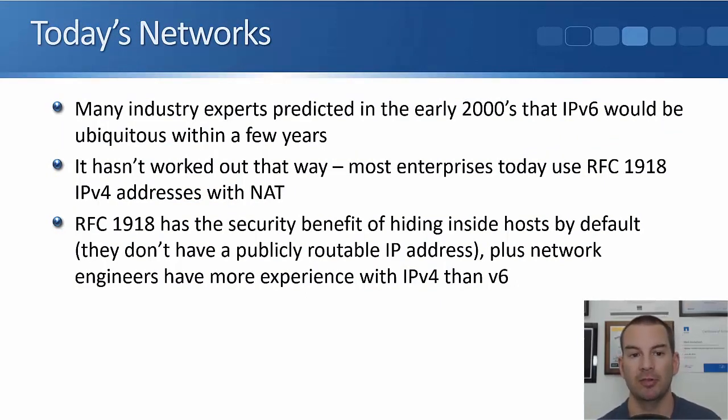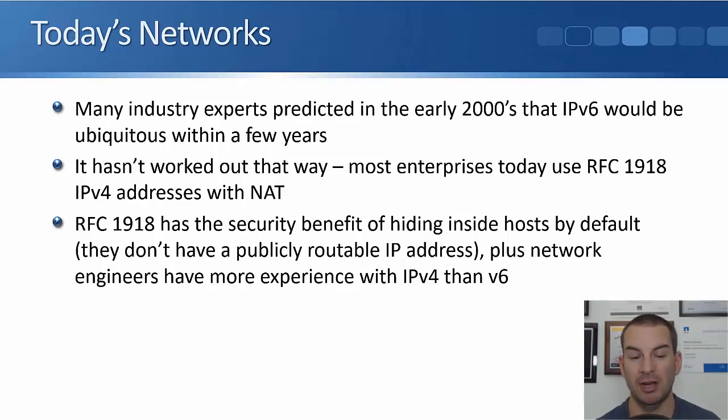Back in the early 2000s, a lot of industry experts predicted that everybody would be using IPv6 within a few years because of the shortage of IPv4 addresses. But it hasn't actually worked out that way. And in today's networks, most enterprises are actually using RFC 1918 IPv4 addresses with NAT. So if you go and work for a company, the chances are you're going to see something very similar to the previous slide, where you're using private IP addresses on all of your inside hosts, and you're translating them to the public IP address on the outside when they go out to the internet.